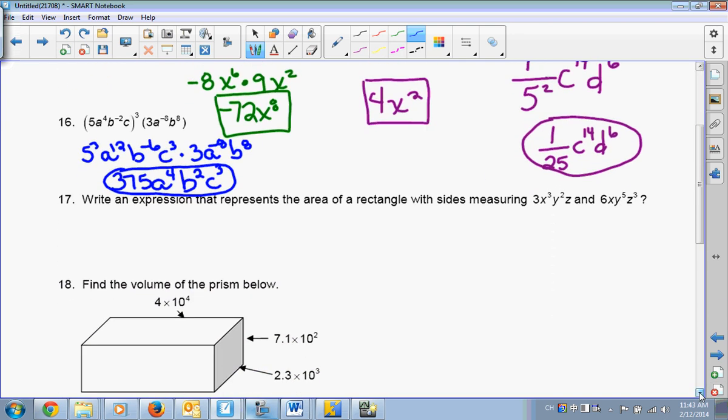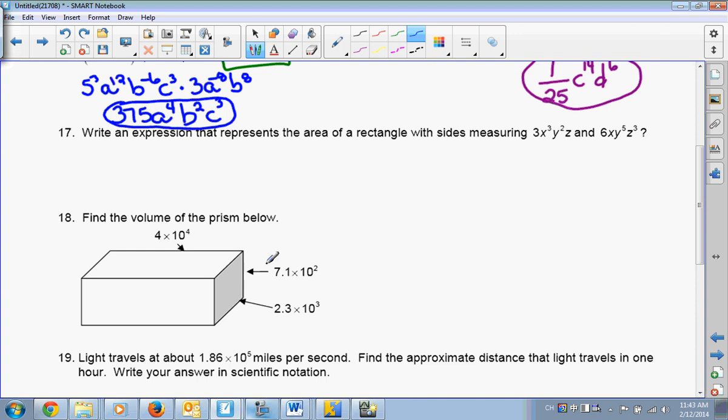Okay, a couple more, and then we'll finish up. Write an expression that represents the area of a rectangle with sides measuring 3x cubed y squared z and 6x y to the 5th z to the 3rd. Woo! Okay, so basically one of these is our length and one of them is our width.